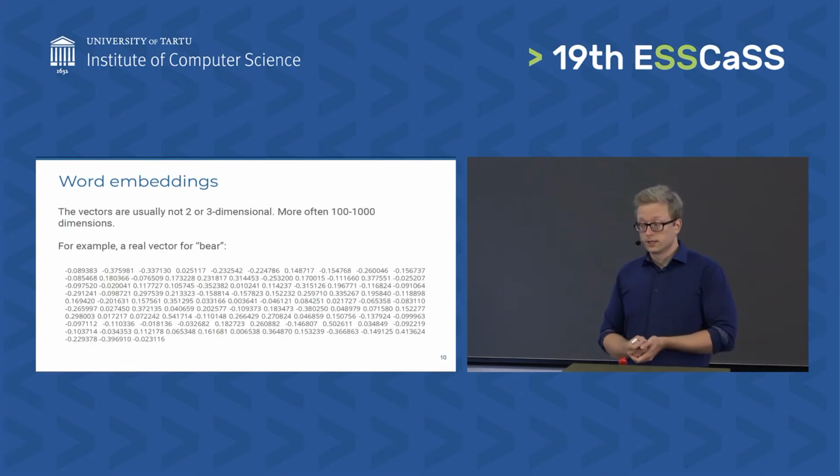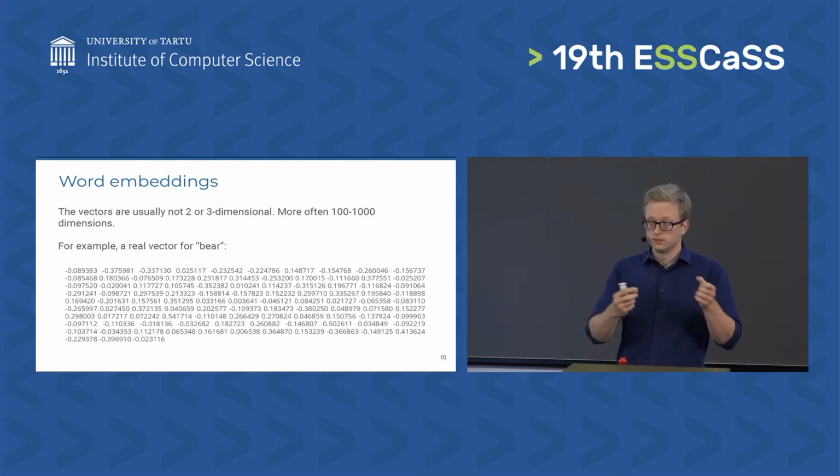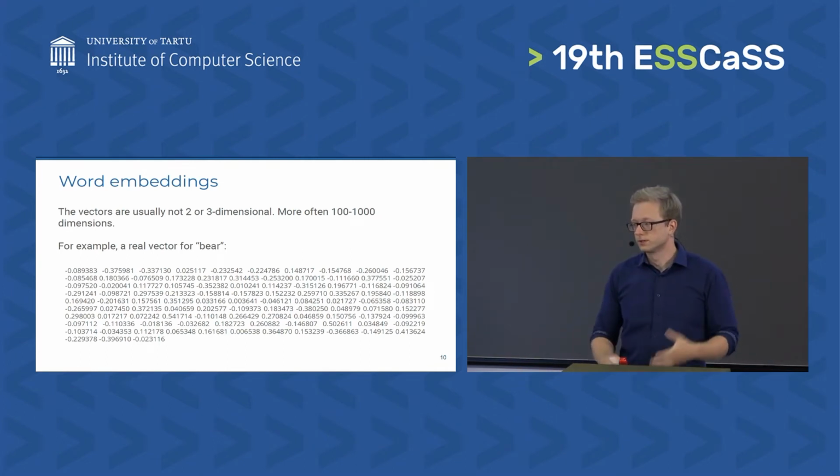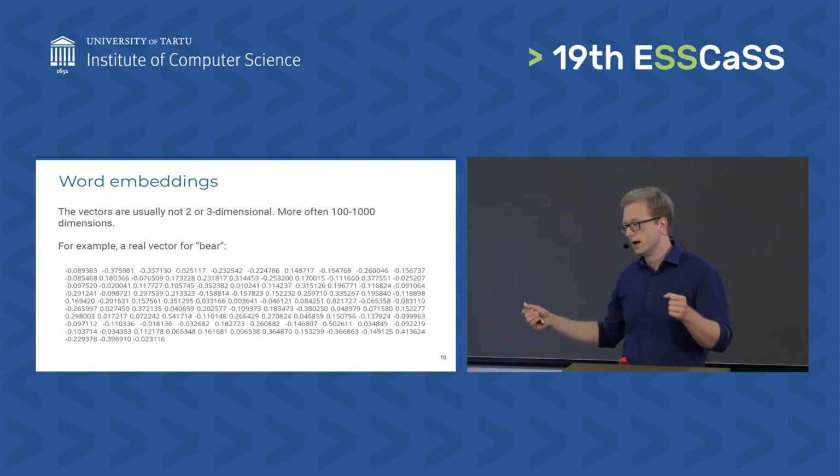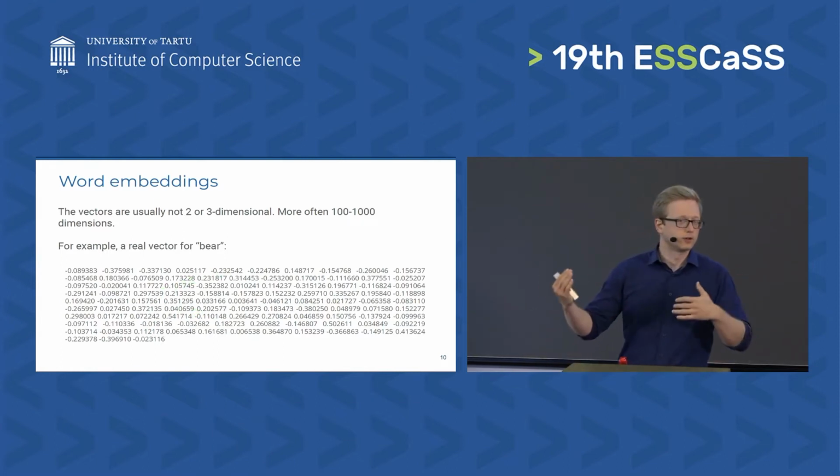Just to note that these vectors are not usually just 2 or 3 dimensions long. This is just for visualization. Usually we use vectors that are 100 or 1,000 dimensions long, or even more these days. This is just an example of a real vector for the word bear that I took out of a model. And you can see there are 100 values here, all some small values around 0.